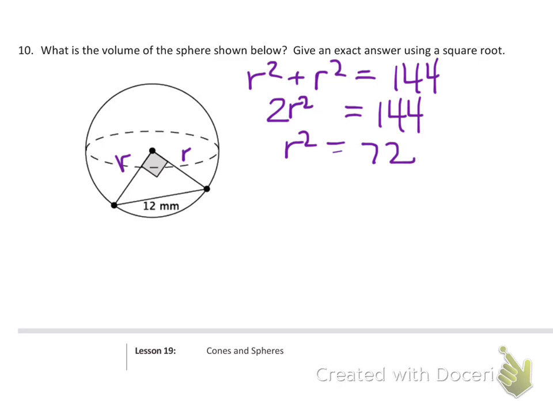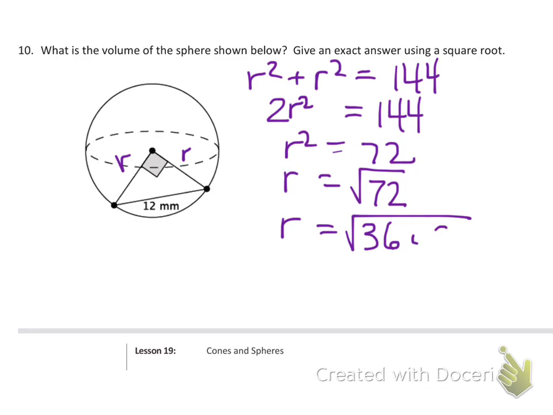Okay, so r squared is 72. So r is equal to the square root of 72. And I'm noticing a perfect square factor in there, which is 36. So I can rewrite this as 36 times 2. And so our radius is 6 times the square root of 2.